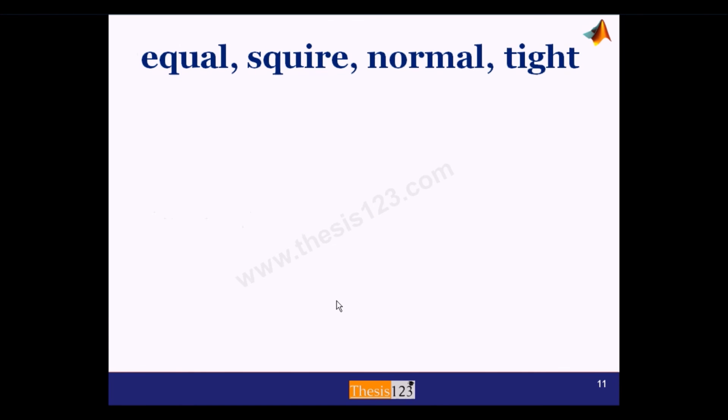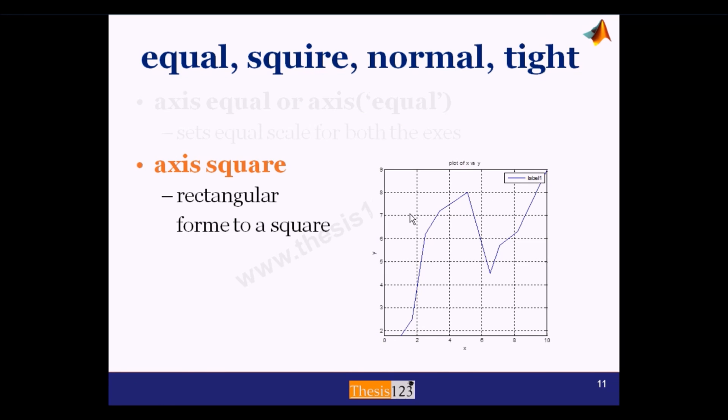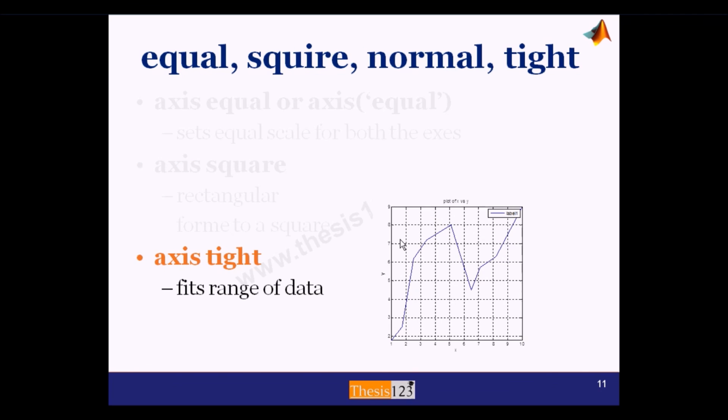There are some other commands also: axis equal, axis square, axis normal. I will explain them here. Axis equal sets an equal scale for both axes, so the x axis and y axis are set equally. Similarly axis square: normally when you plot, it generally comes in a rectangle format, and this changes it from rectangle format to square format.